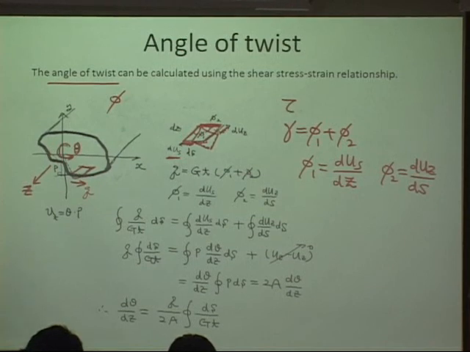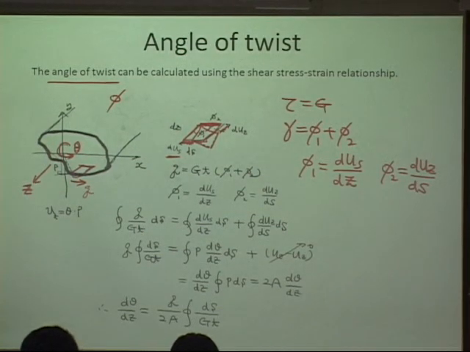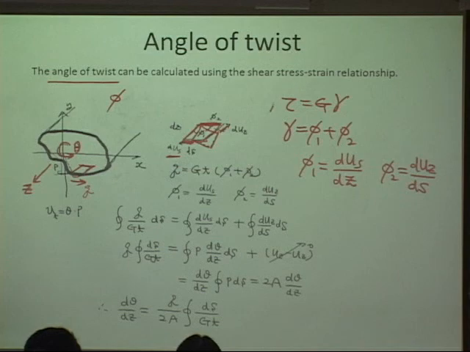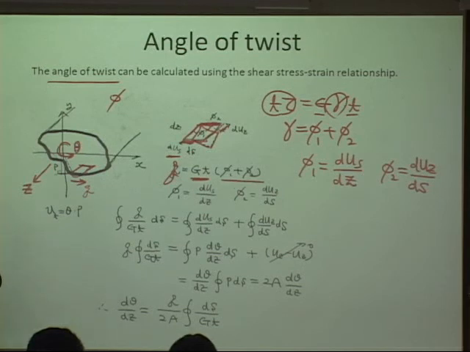And the shear stress is related to this gamma, simply tau equals G gamma. And if we multiply t on both sides, what does it mean? This is simply q, and this one is G t, and gamma is the two angles. That's the relation.